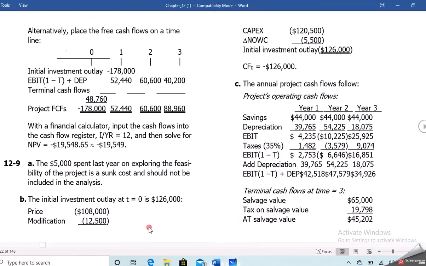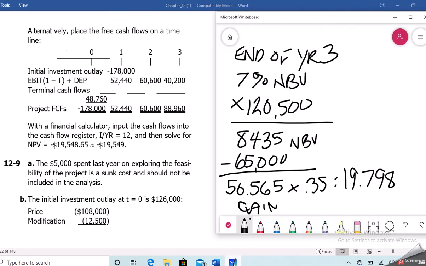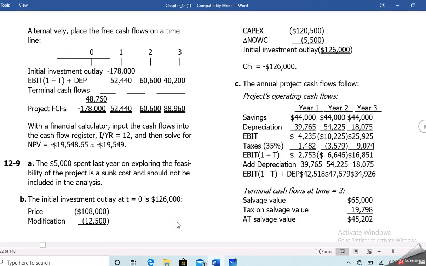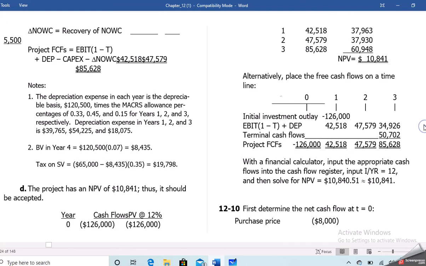Okay, so let me come back over here. So that's how they've calculated this out. That $19,798 is based on figuring out, okay, what's my net book value with 7% not depreciated? Compare that to my sales proceeds. I have a gain of $56,575, so I owe the IRS $19,798. So then I would say I'm getting $65,000. I got to pay the IRS that. So my after-tax salvage value is $45,202, but I'm also going to get this return of net working capital.